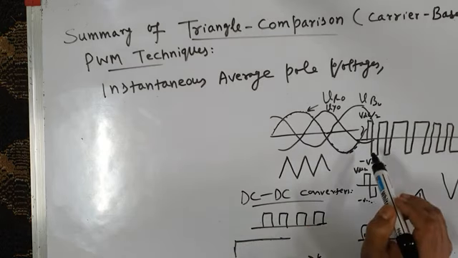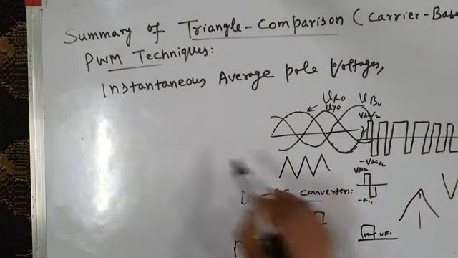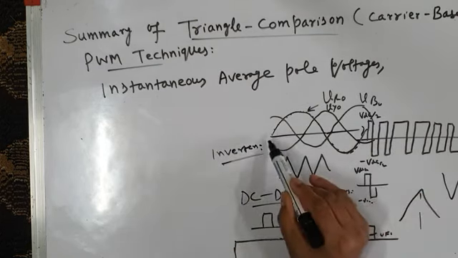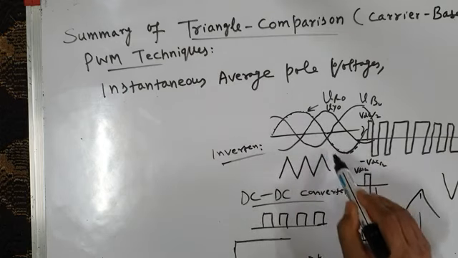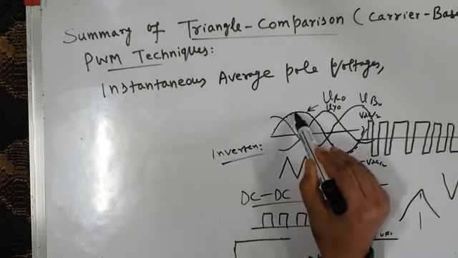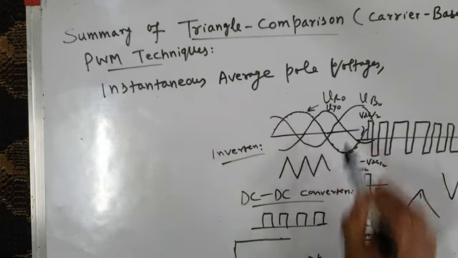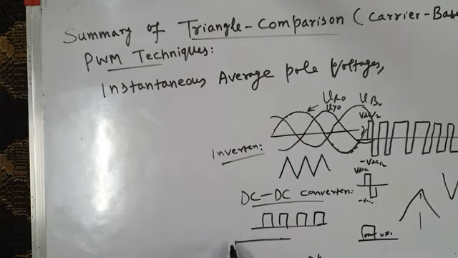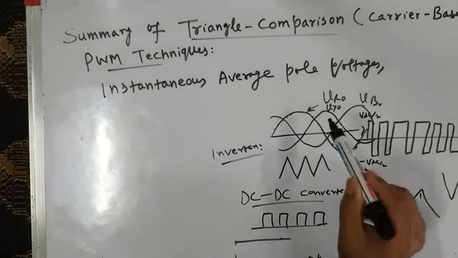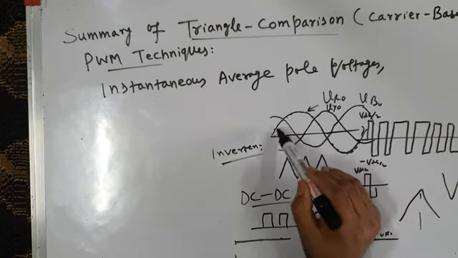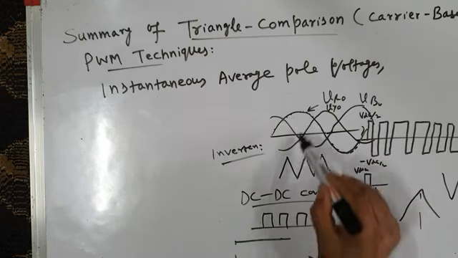That is not the case in DC to AC converters or inverters. In inverters, the instantaneous average value of pole voltages from one carrier cycle to another, over one full cycle of the inverter output voltage, will vary sinusoidally like this. In DC to DC converters, I repeat, the instantaneous average value of pole voltages will remain constant like this, for a given duty ratio. But for voltage source inverters, DC to AC converters, the instantaneous average pole voltages will vary sinusoidally like this.